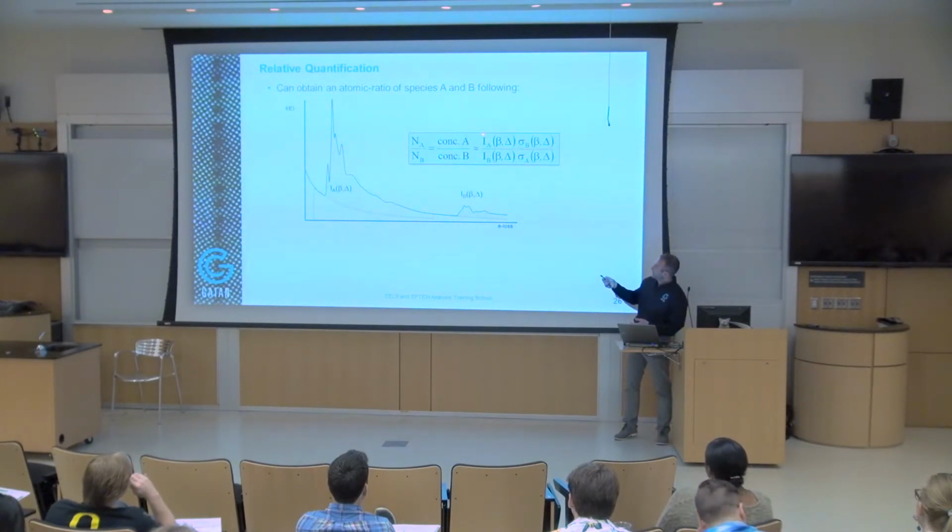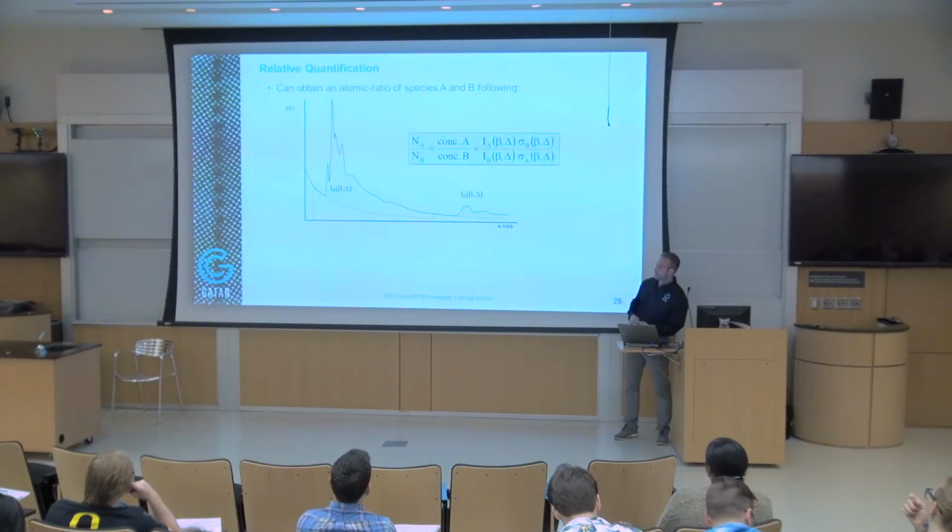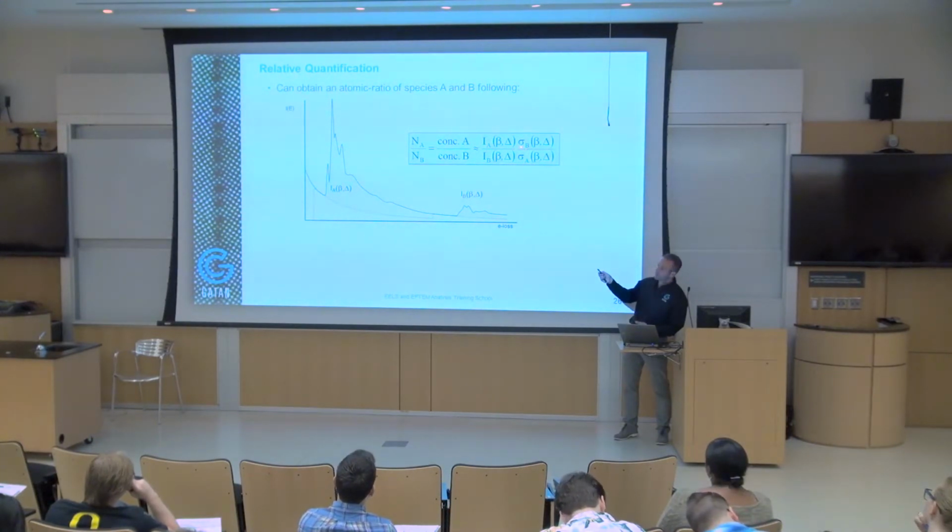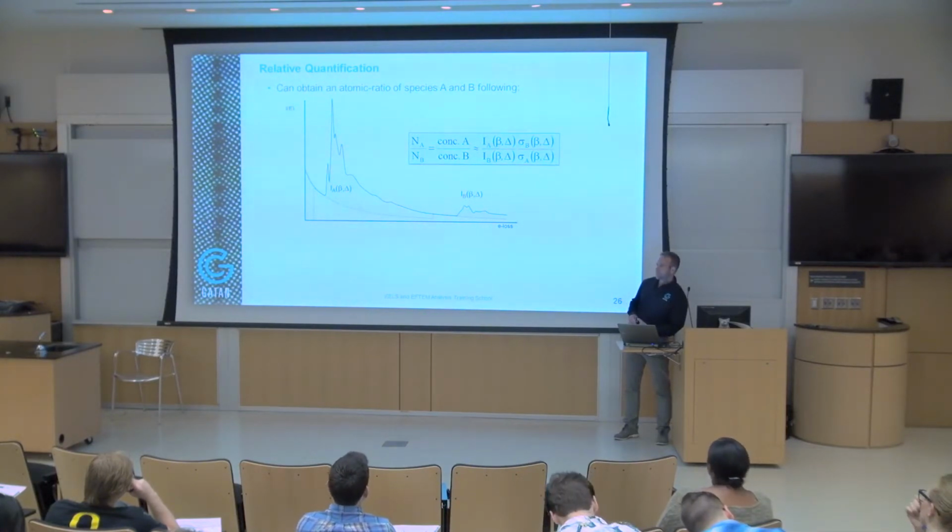Essentially, you're doing IA divided by IB, which is the intensity across edge B and the intensity across edge A. Their ratio is proportional to the relative amount. You can work out your conversion factor through a standard, or you can use a calculated conversion factor, which is essentially the cross sections. But you can do exactly the same thing with EELS.